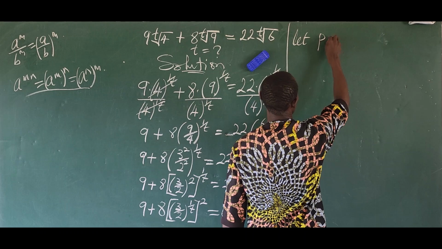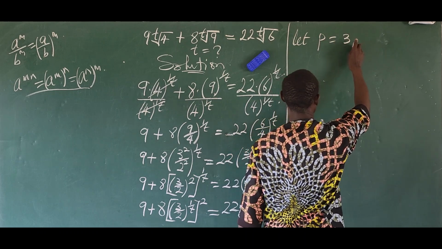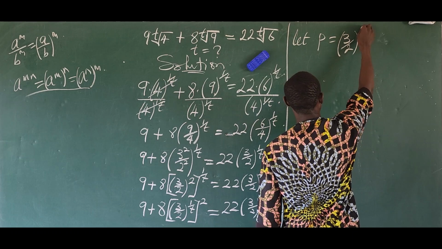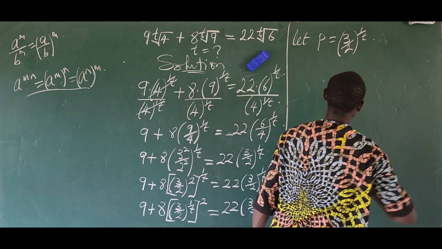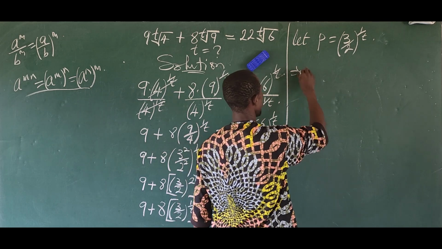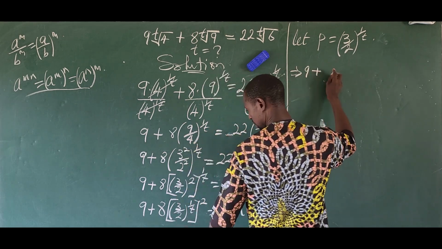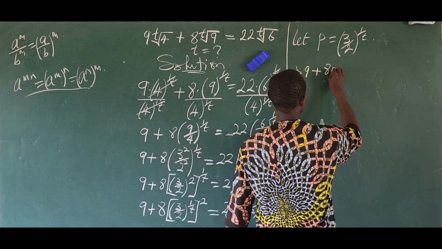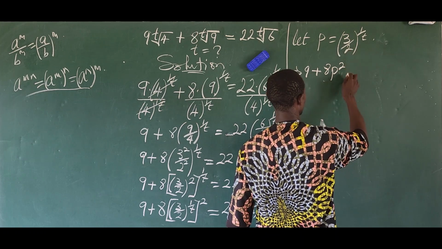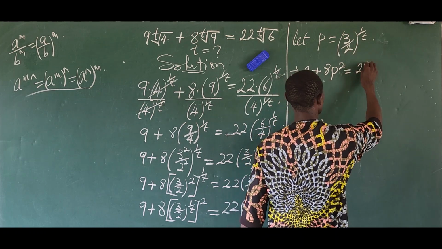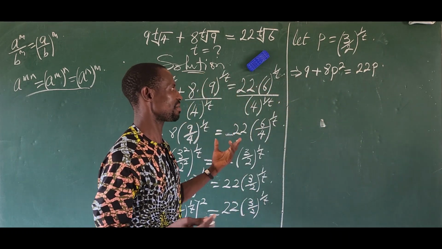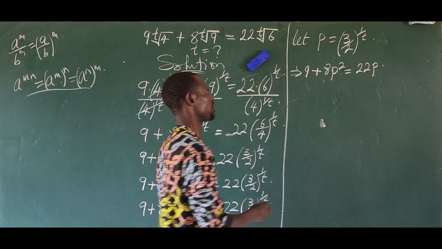So let p be equal to (3/2)^(1/t). Okay, so we're going to rewrite this expression here. So this now implies that 9 plus 8p to the power of 2 equals 22p. Easy. So let's rearrange this and see the kind of equation we're going to have from here.